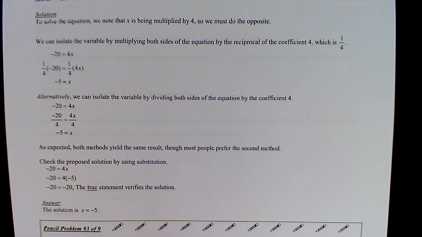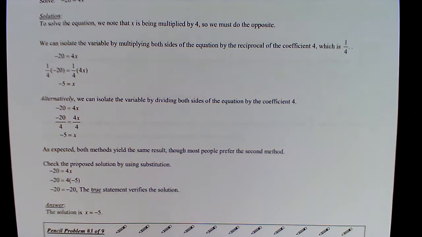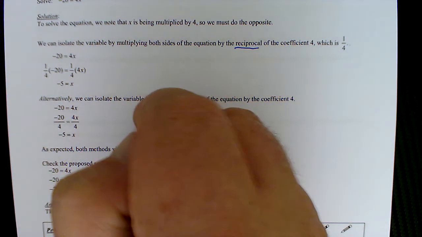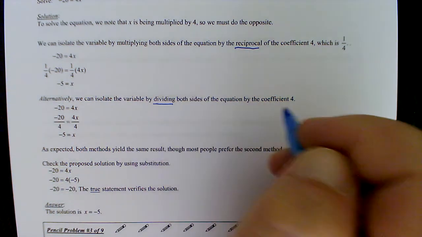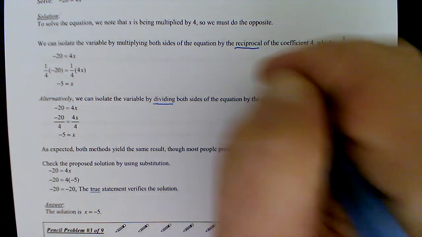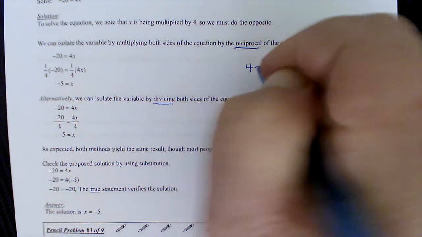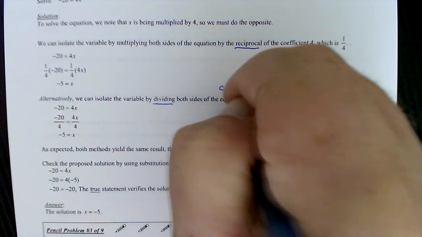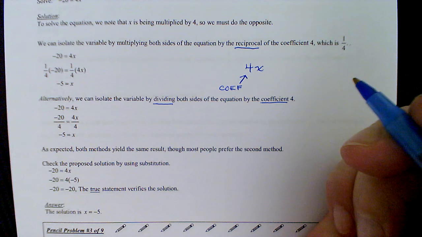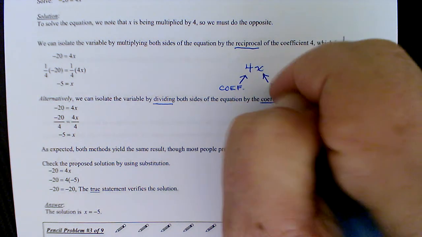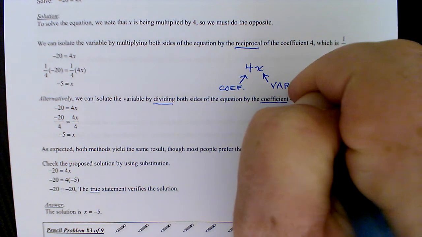we showed this in one of two ways. First, by multiplying by the reciprocal, but then alternatively by division, dividing by the coefficient. So remember the terms. When we write 4x, we understand the 4 is being multiplied by x, but the 4 is referred to as the coefficient, and the x is the variable. So we divide both sides by the coefficient.